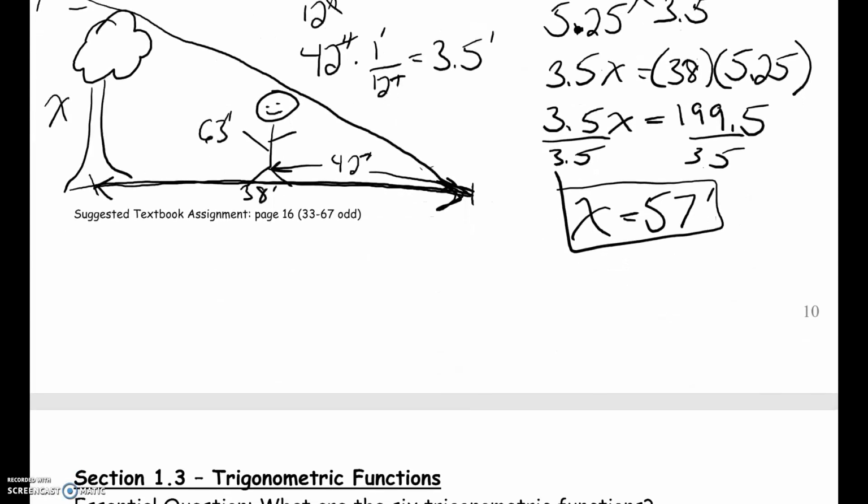The suggested assignment for this section is page 16, 33 through 67 odd.